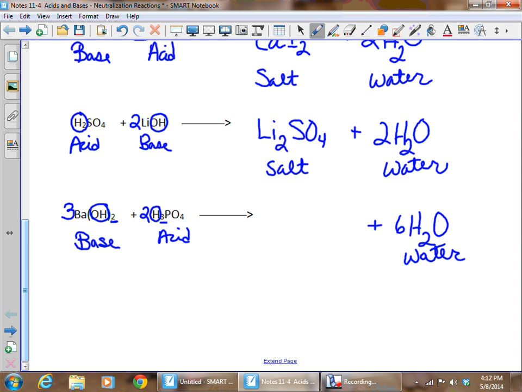And then for the salt, remember, metal first, so the barium's going to go first, and think about how many bariums we have. We have 3, so Ba3, and look at the number of phosphates we have, 2. So PO4, put that in parentheses since it's a polyatomic ion, 2. And that's the salt for this problem.